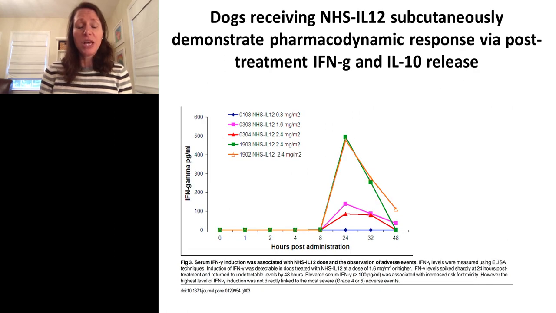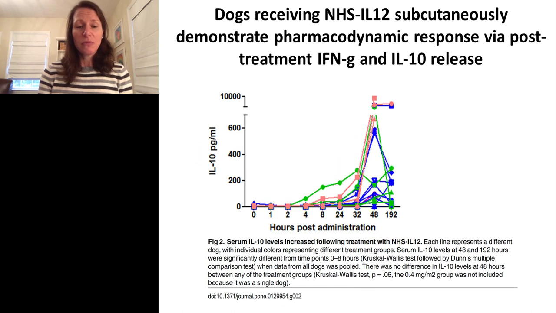And then similarly, dogs that receive the drug subcutaneously demonstrate the expected pharmacodynamic or PD response post-treatment, in that they have measurable release of interferon gamma and IL-10 that could be captured serially in the hours after drug administration. Here you see an example from each of the dosing cohorts. And then here's the IL-10 data as well, similarly showing the spike in IL-10 release after drug is administered.